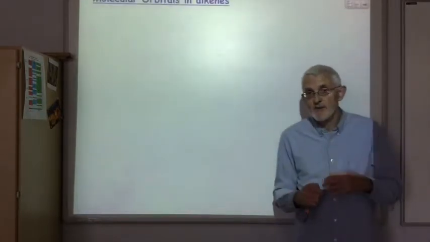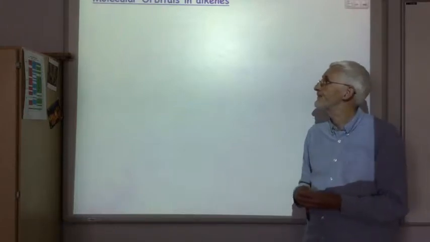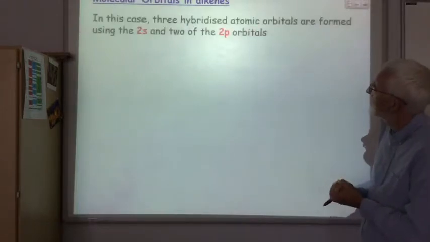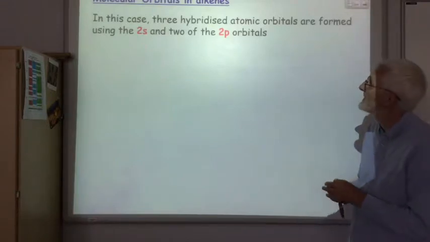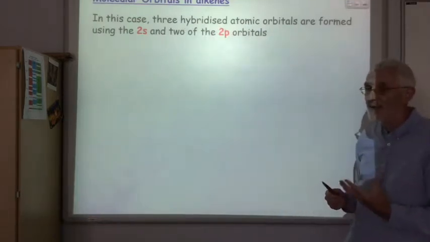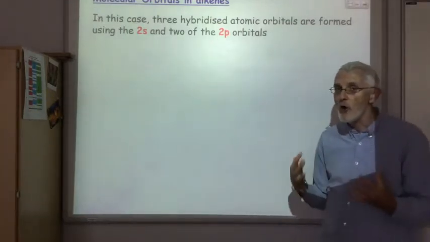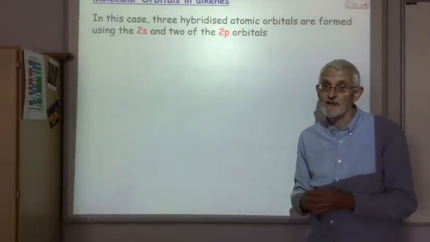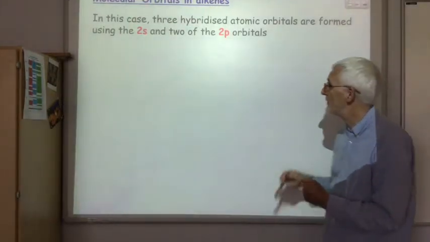Okay, so now let's contrast with the situation where you've got double, and next we'll go and look at triple bonds. So the situation is slightly different in alkenes. In alkenes, instead of forming 4 hybridized atomic orbitals, you only form 3 hybridized atomic orbitals. So these formed between the 2s orbital and just 2 of the 2p orbitals, not all 3 as in the previous case. So this is known as sp2 hybrids. That involves an s orbital and 2 of the p orbitals, not all 3.